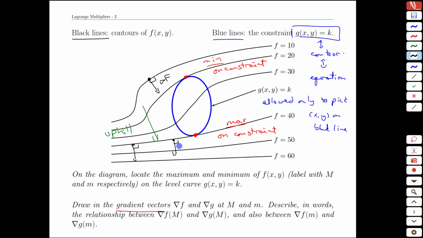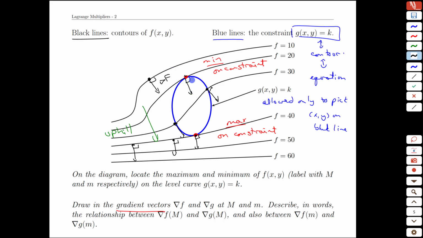Of course, these points aren't actually relevant because they're not on our constraint. So let's draw the ones, say, on the constraint. And maybe over here and over here as some easy grounding points. And at the minimum too, why not?